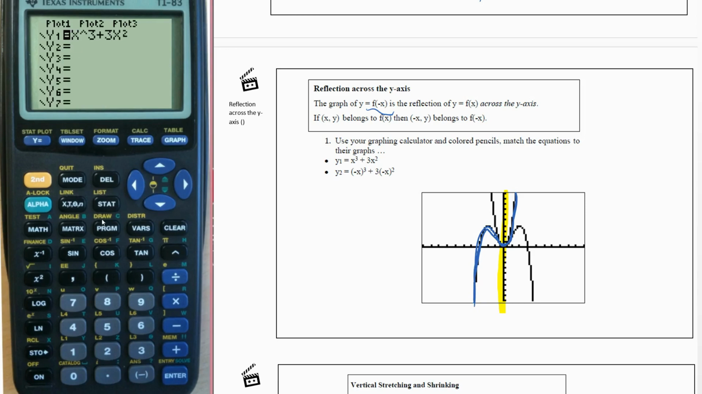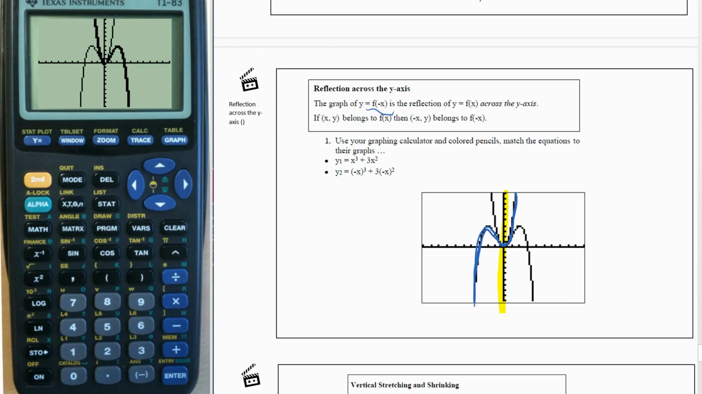So in y2, here we have this x cubed, so it's going to be (-x) cubed plus 3, and where that x is squared, we'll do (-x) squared. And so we can see it, we can make that bold. Hit graph. Okay, and we can see it's flipped it. It's a mirror image across the line I've highlighted. It's flipped it across the y-axis.